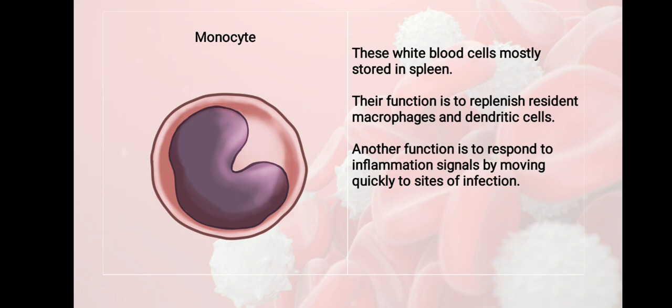Monocytes. These white blood cells are mostly stored in the spleen. Their function is to replenish resident macrophages and dendritic cells. Another function is to respond to inflammation signals by moving quickly to the sites of infection.